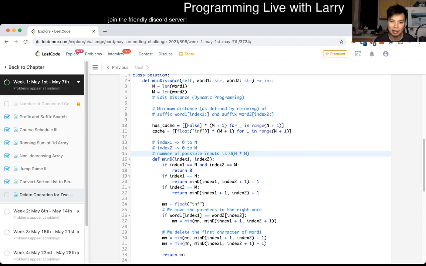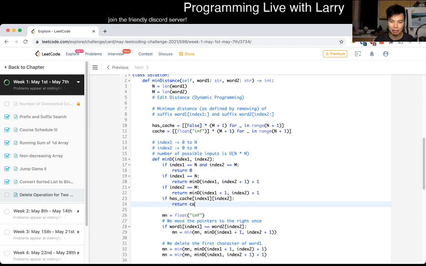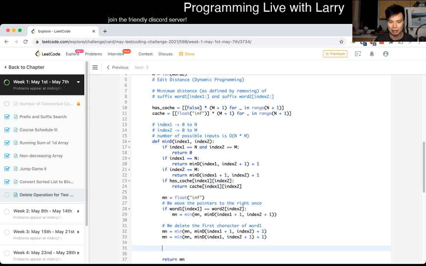Anyway, so let's keep going. We can do: if has cache of index 1, index 2, we return the cache. That's as simple as that. And then at the end of our calculation, we just set the cache to true. Also, I think it was min. And that's pretty much it.